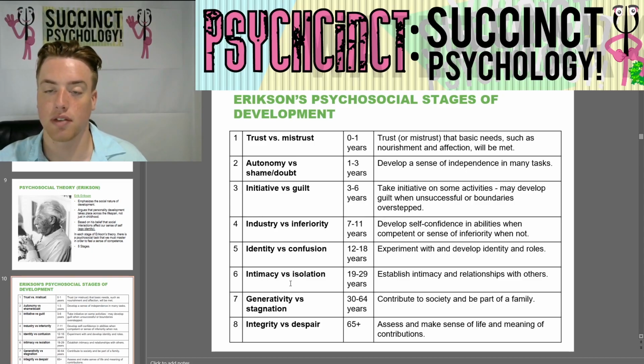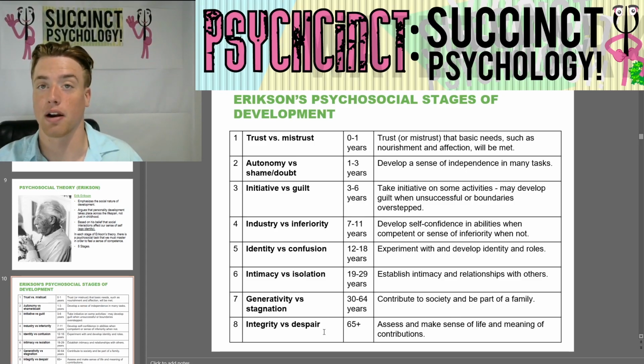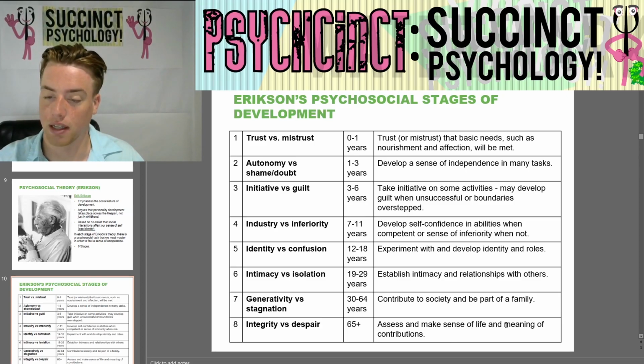6 is intimacy versus isolation, 19 to 29 years, establish intimacy and relationships with others. 7, generativity versus stagnation, 30 to 64 years, so contribute to society and be part of a family. And finally, we have 8, integrity versus despair, 65 plus, assesses and makes sense of life and the meaning of contributions.